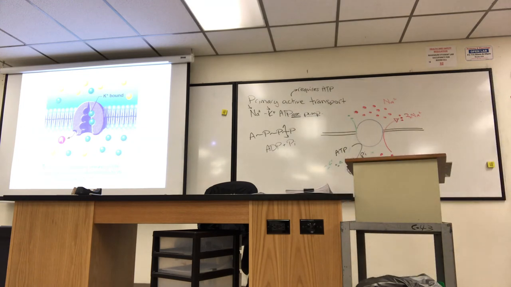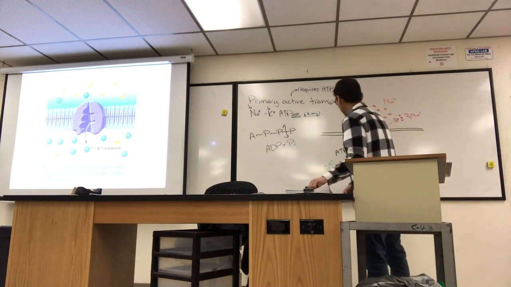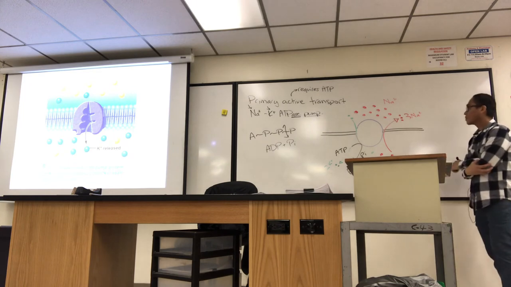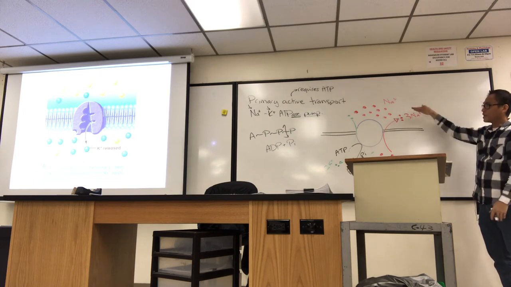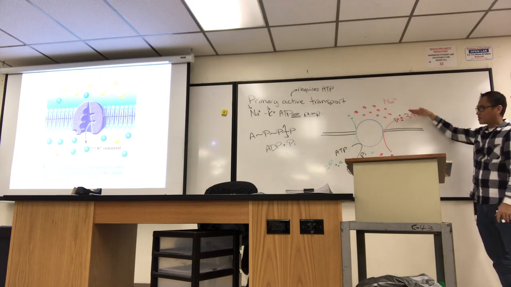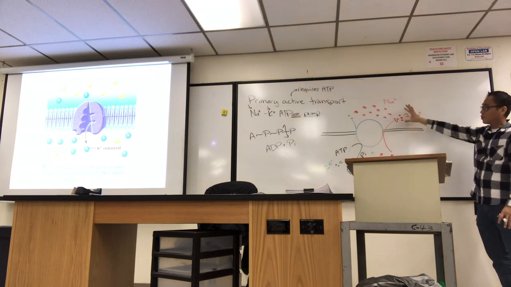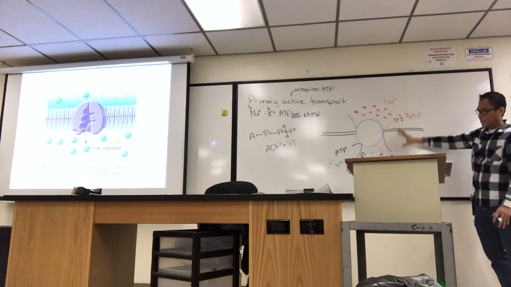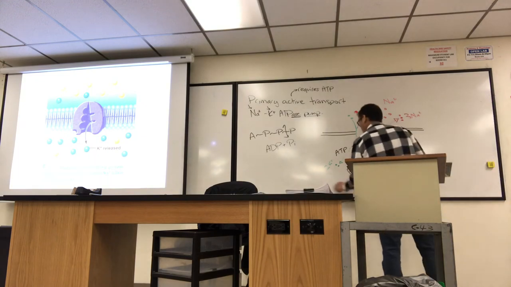So I've explained it in easy to follow steps. Hopefully you can follow that. So what you've accomplished is, by this pump, always pumping, you're always keeping sodium on the outside of the cell, and you're always keeping potassium on the inside of the cell. You're always maintaining these ionic gradients. So sodium is always high on the outside, and potassium is always high on the inside. Okay, so let me write that down.